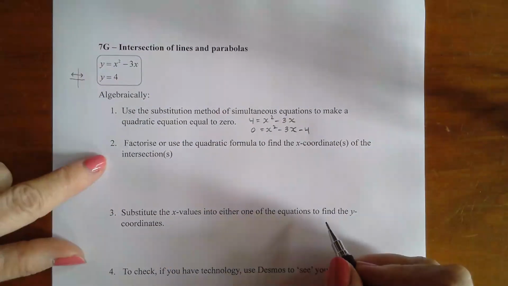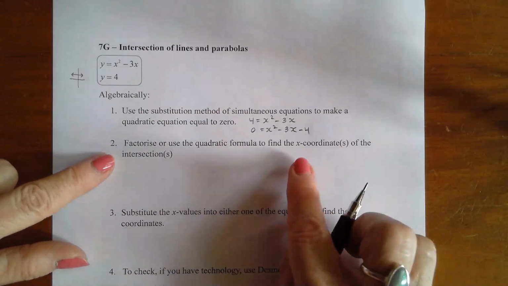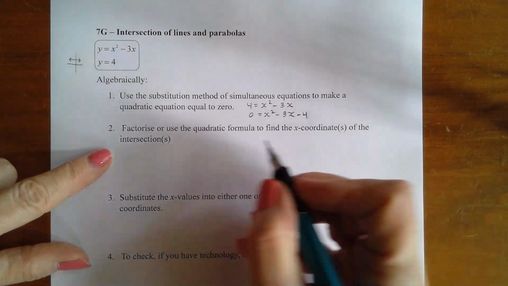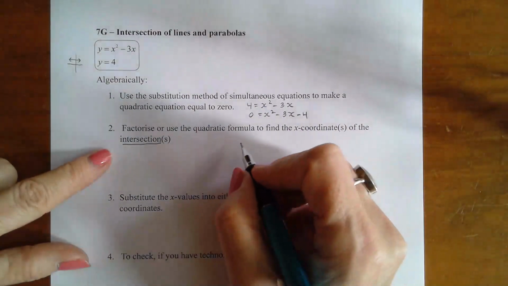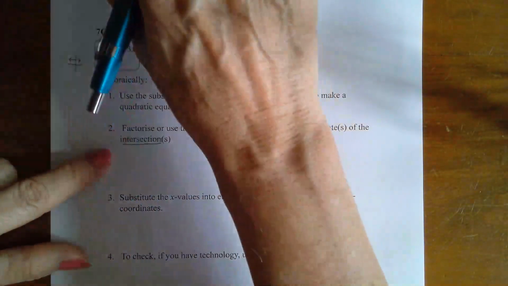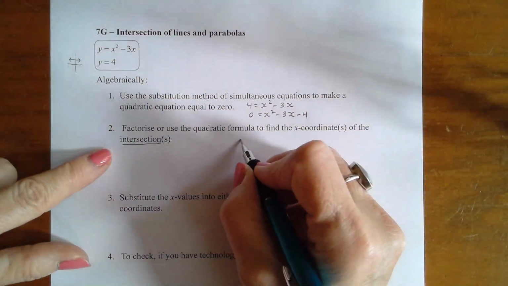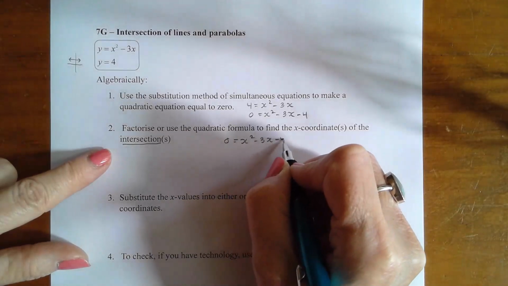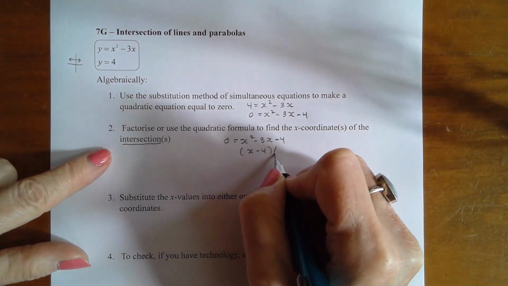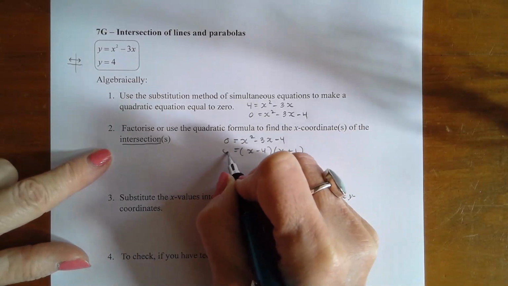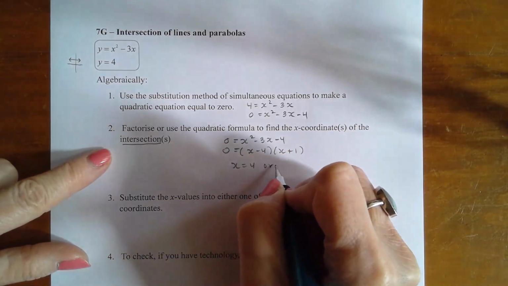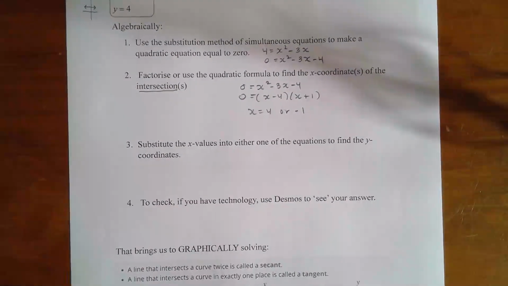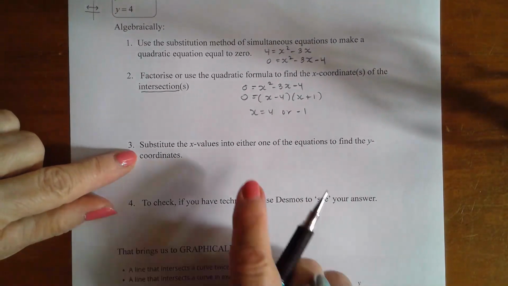Then I factorize or use the quadratic formula to find the x coordinates of this quadratic, which will turn out to be the intersections, usually, of the line and the parabola. So I'm going to factorize this using the zero product property. Make sure you understand what I just did. Then I substitute those values that I got into either one of the equations.